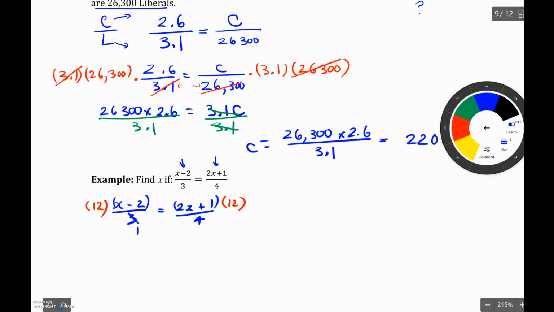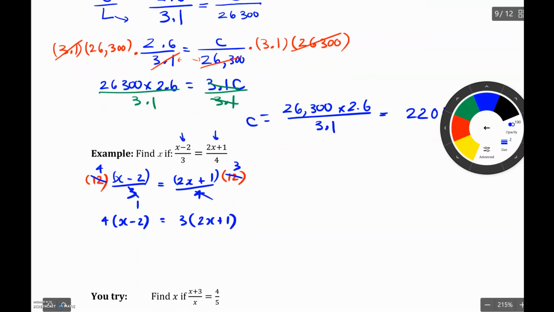Look what happens when I do that. I can reduce 3 into itself 1, 3 into 12 goes 4. So I'm left with 4 times (x minus 2). And the right side, 4 into 12 goes 3. So I'm left with 3 times (2x plus 1). Now I can see that you're already saying, wow, I know how to do this. And next apply the distributive rule. So 4 times x gives me 4x, 4 times negative 2 gives me negative 8, then 3 times 2x gives me 6x, and then 3 times 1 gives me plus 3.